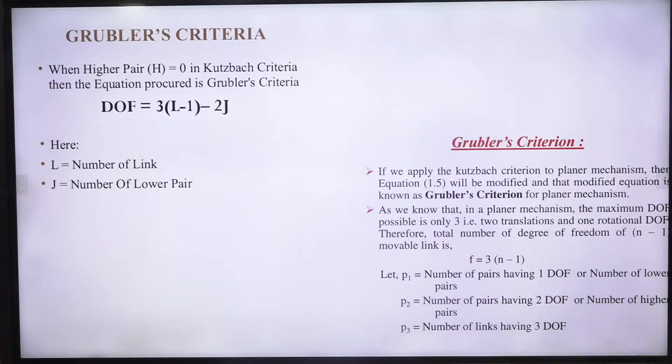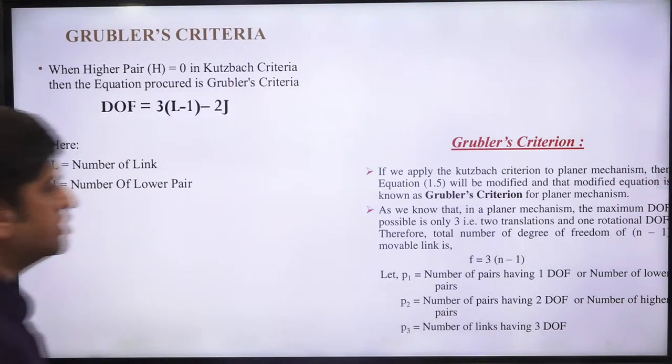Now this is what we were discussing. Grubler's criteria is there. When higher pairs are assumed to be zero in Kutzbach criteria, the equation is basically obtained like this, Grubler's criteria. And if the degree of freedom is 1, then you can find the relation between the number of links and the number of pairs. For a planar mechanism, the maximum degree of freedom possible is 3: 2 translation and 1 rotation.